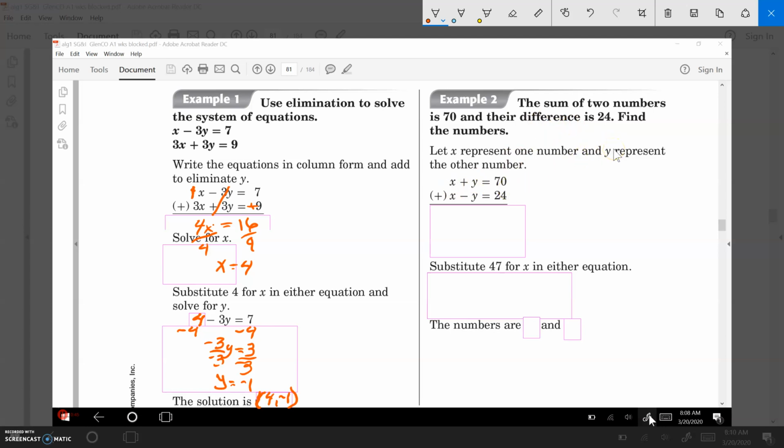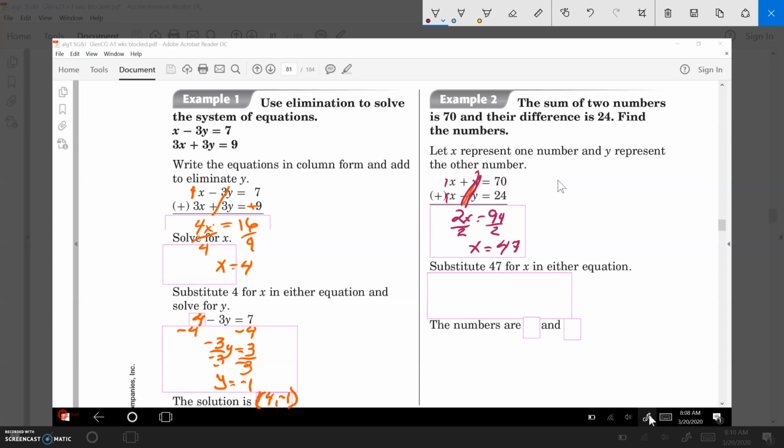Alright, so if we notice this time, y, again y, 1y minus 1y is eliminated, and there we go, and now 1x plus 1x is 2x, and 70 plus 24 is 94, and to solve this, divide by 2, x equals 47.